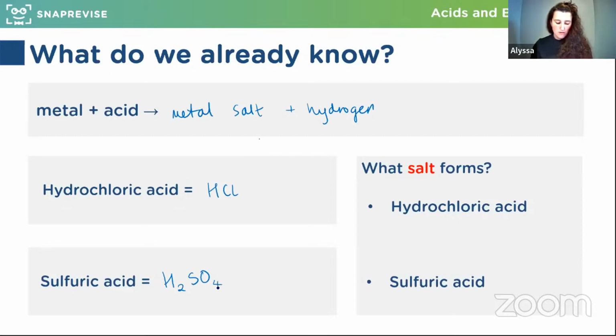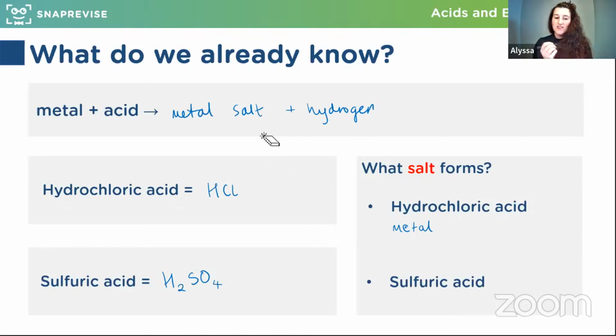H2SO4 for sulfuric acid. So if we have a metal plus an acid and our acid is hydrochloric acid, what's the name of the metal salt that is formed? Does anyone know? It's called a metal something. Metal something. HCl, if we add HCl to a metal, what's the salt? It will be our metal and hydrogen that's formed.